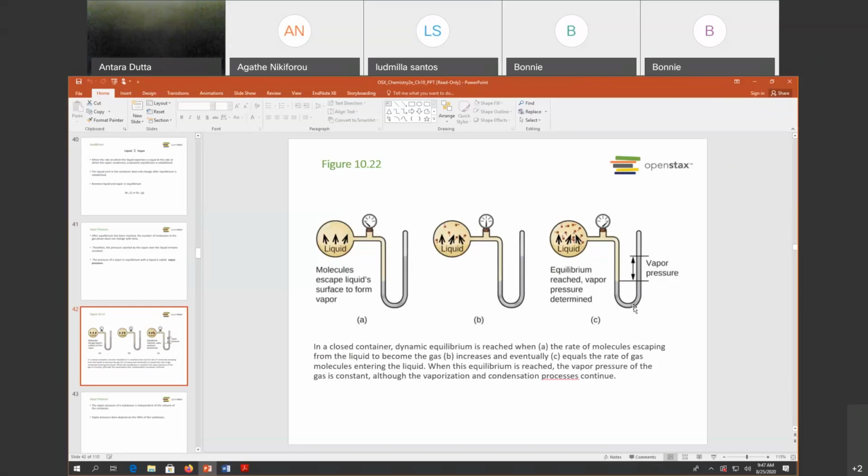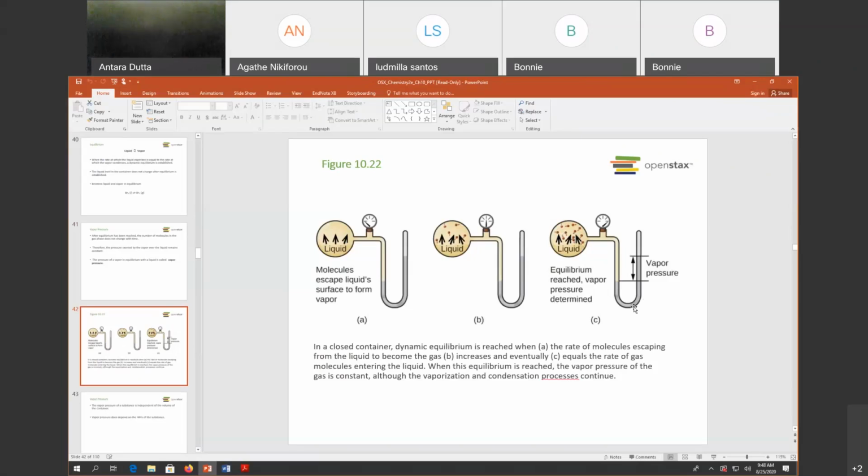So vapor pressure must be associated with liquid. When you keep the liquid in a closed container and you allow it to produce some vapor, the vapor molecules exert some pressure on the liquid at that temperature. And that pressure is called vapor pressure.